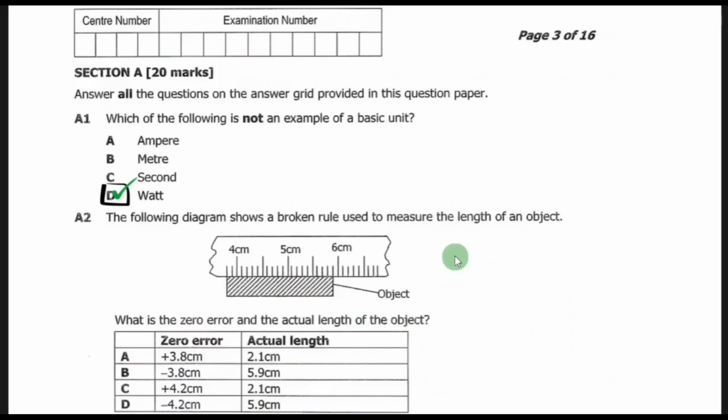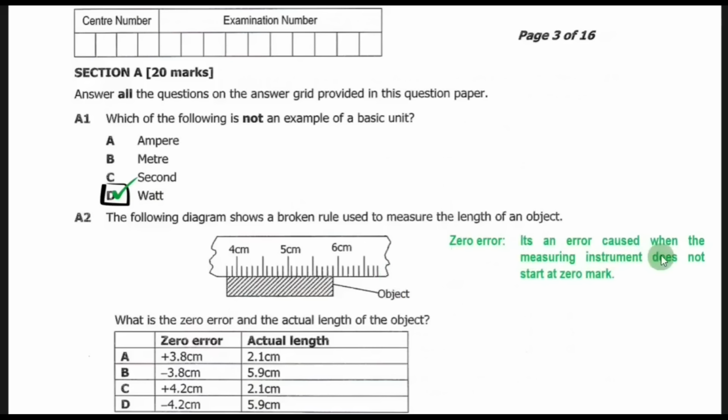All right, we must understand what the zero error is. So the zero error is an error that is caused by a measuring instrument when it does not start from zero. Like this broken apparatus here, since it does not start from zero, it contains a zero error. So a zero error is an error caused when an apparatus or measuring instrument does not start from zero. So this is what we are saying. Zero error is an error caused when the measuring instrument does not start at the zero mark.